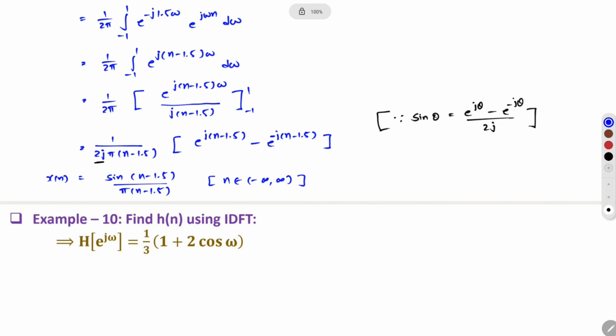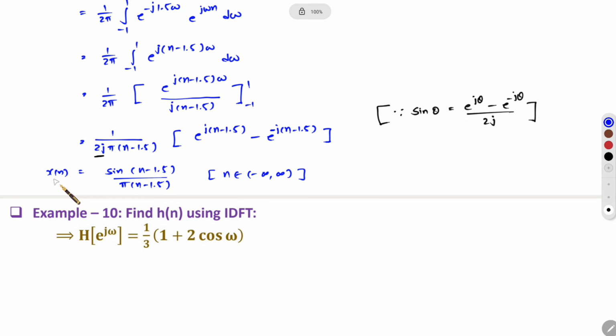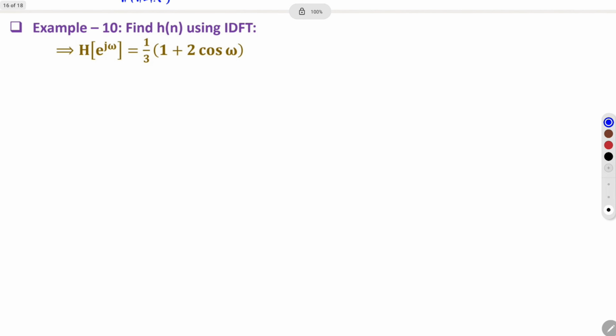If you want the x of n value, you will have to substitute the value of n in this equation. For example, if you want x of 0, then substitute n equals 0 and solve it, make a table, and then you can even plot this signal. Now let me solve question number 10. This is quite easy.